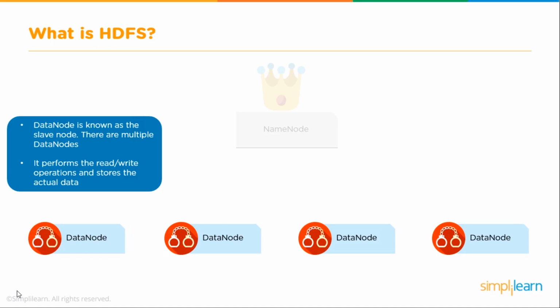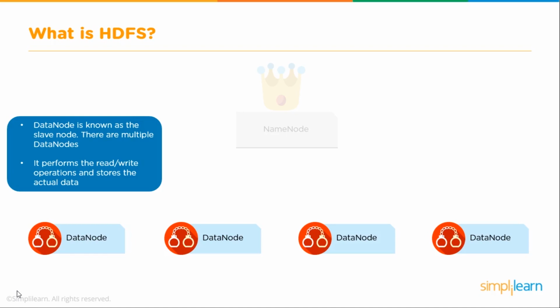So name node being the master would be running on one machine or multiple machines depending on the setup, such as high availability or federation. However, data node, which is the slave node, would be running on multiple machines. The more number of machines you have, the better. More machines would give you more scalability, more processing capacity, and more storage capacity.